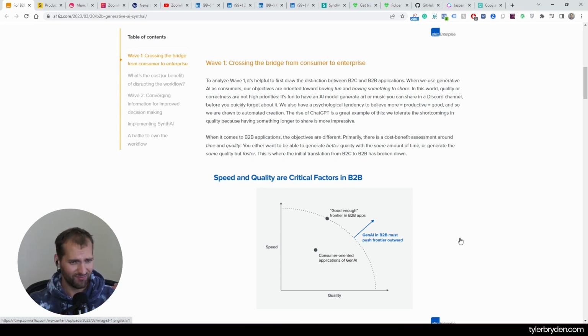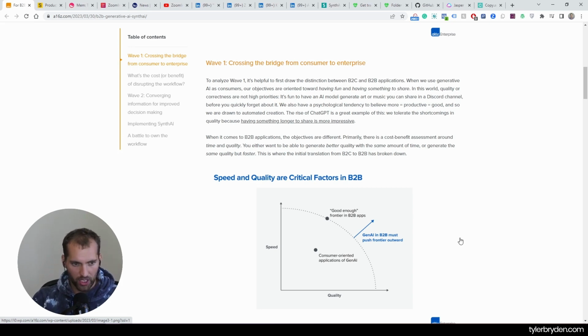So I actually think that the having fun, something to share, I think this is not highlighting enough the productive, practical uses that consumers are using this technology for. And they do talk about when it comes to B2B application, the objectives are different. There's a cost benefit assessment around time and quality, and you want to be able to generate better quality within the same amount of time or generate the same quality but faster.